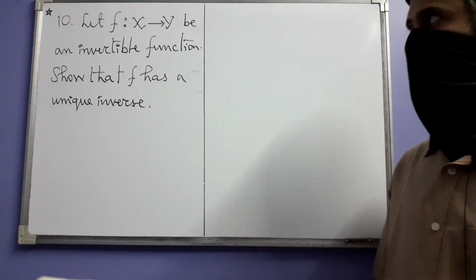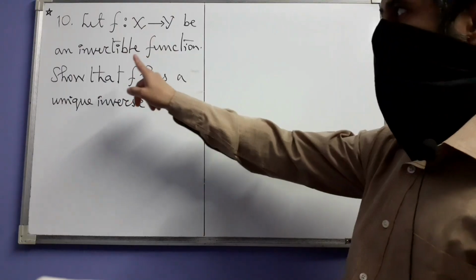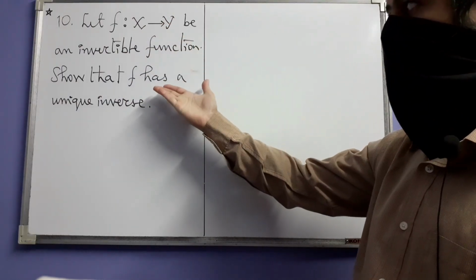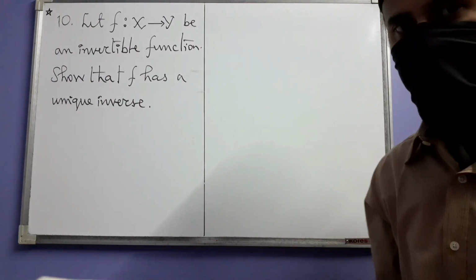Next we have number 10, where an invertible function f is given whose domain is X and codomain is Y. We have to then show that f has a unique inverse, that there is only one inverse.